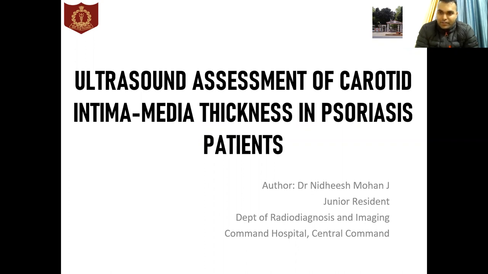and the references used. The title of the paper presentation is the ultrasound assessment of carotid intima media thickness in psoriasis patients.